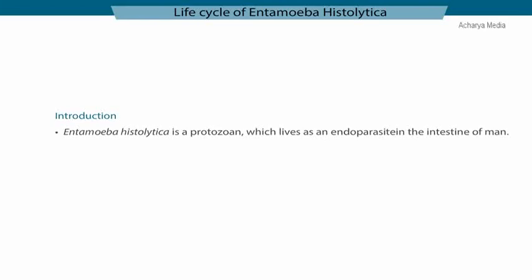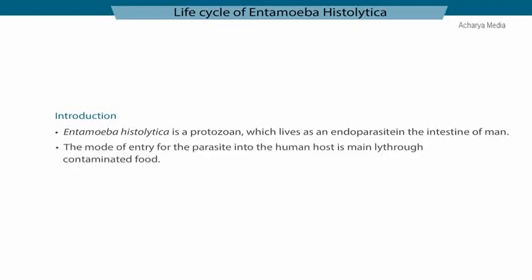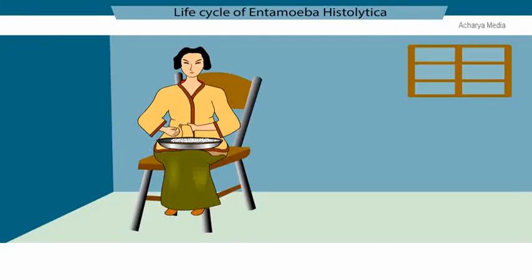Life cycle of Entamoeba histolytica. In this animation, you will learn about the life cycle of Entamoeba histolytica. Entamoeba histolytica is a protozoan which lives as an endoparasite in the intestine of man. The mode of entry for the parasite into the human host is mainly through contaminated food. It causes the disease amoebiasis.